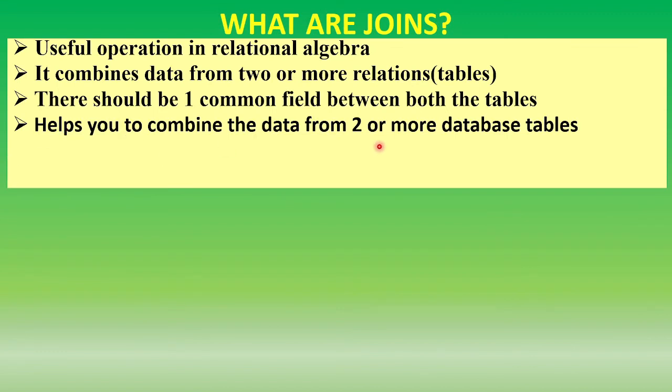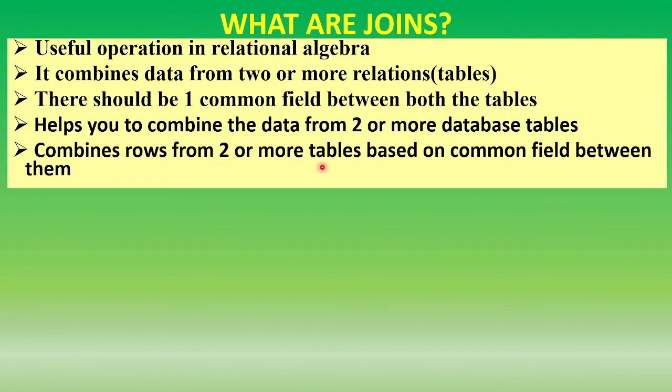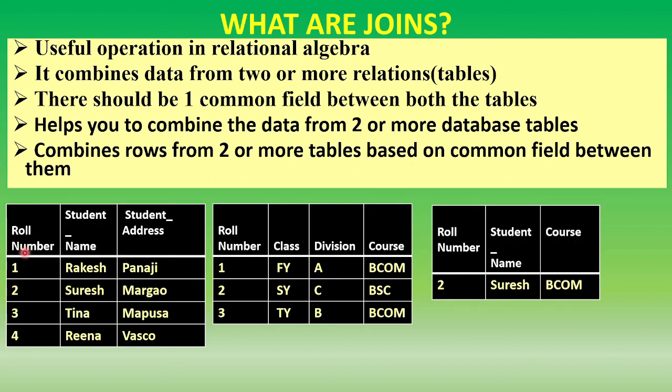It helps you combine the data from 2 or more database tables. Even if your database has many tables, 10 tables also, you can combine the data from all the tables using the join operation. It combines the rows from 2 or more tables based on the common field between them. Now the roll number column is common in both the tables, so based on the roll number, both the tables can be combined and you can get the result like this. In the third table you get, there will be the columns from both the tables.